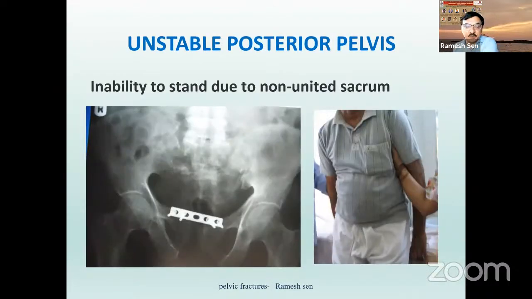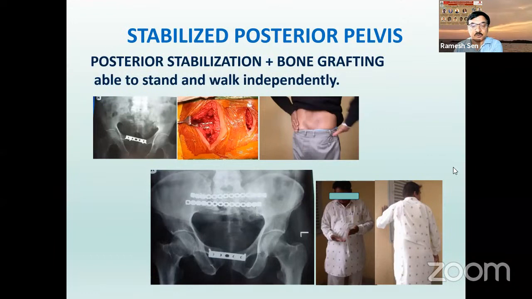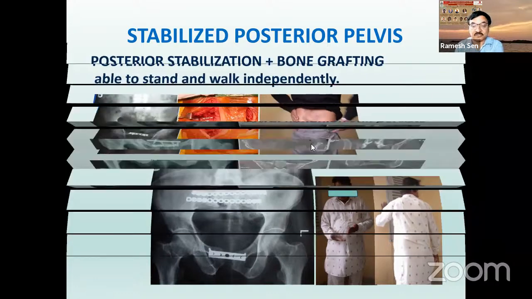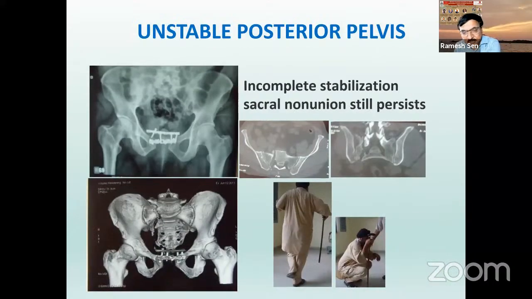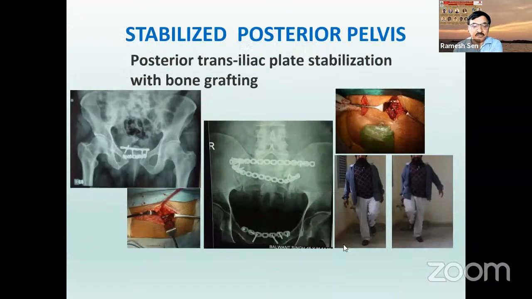Now, here is another issue, the lack of posterior stability. The anterior reduction was done, but the posterior was not stabilized. Now, this patient is not able to even stand without support. What we did was we went posteriorly, put these transiliac plates, and he was able to comfortably manage himself with this surgery done on either side for transiliac plating. Another patient with almost a similar situation, where the posterior non-union was giving him a problem. He found it difficult to walk around without support, and we supported posteriorly with two plates, and he was comfortable and able to stabilize himself in this kind of situation.